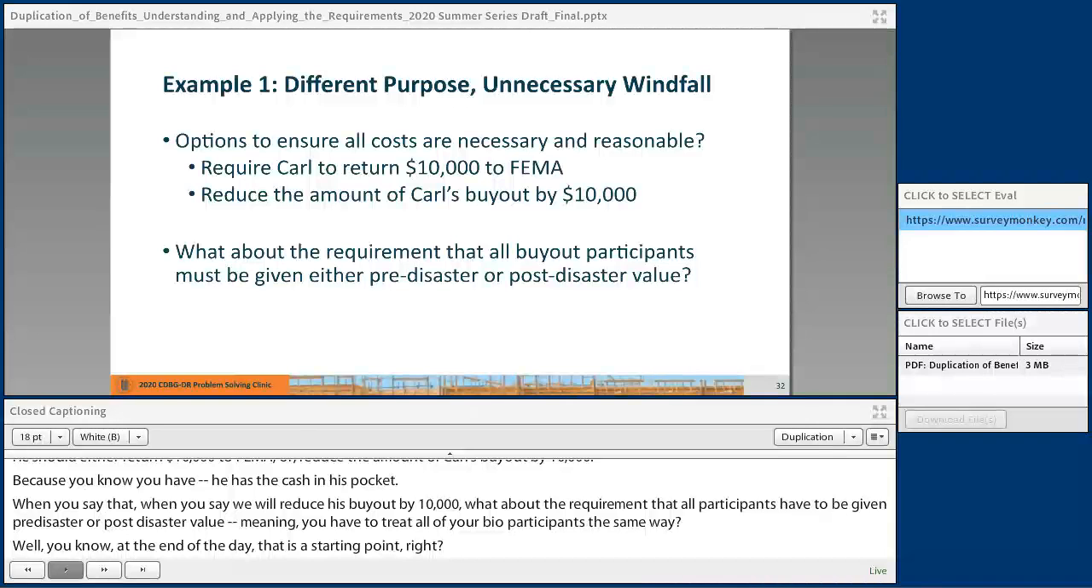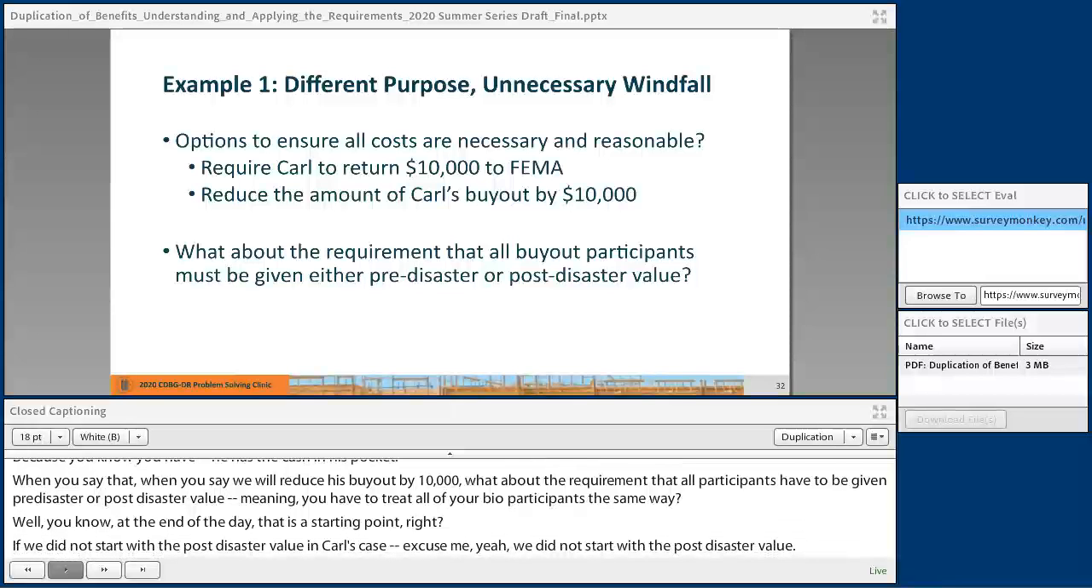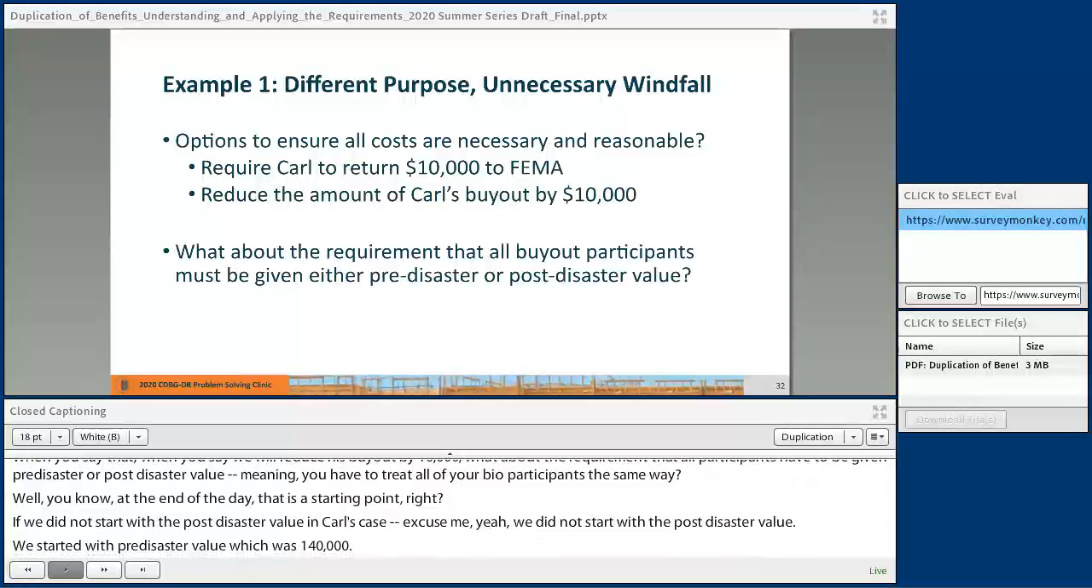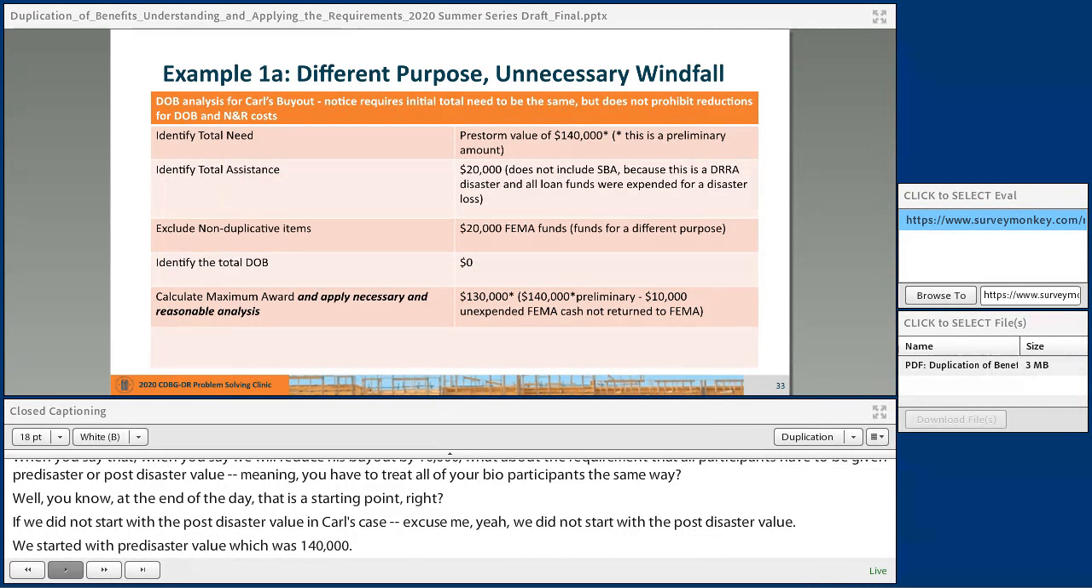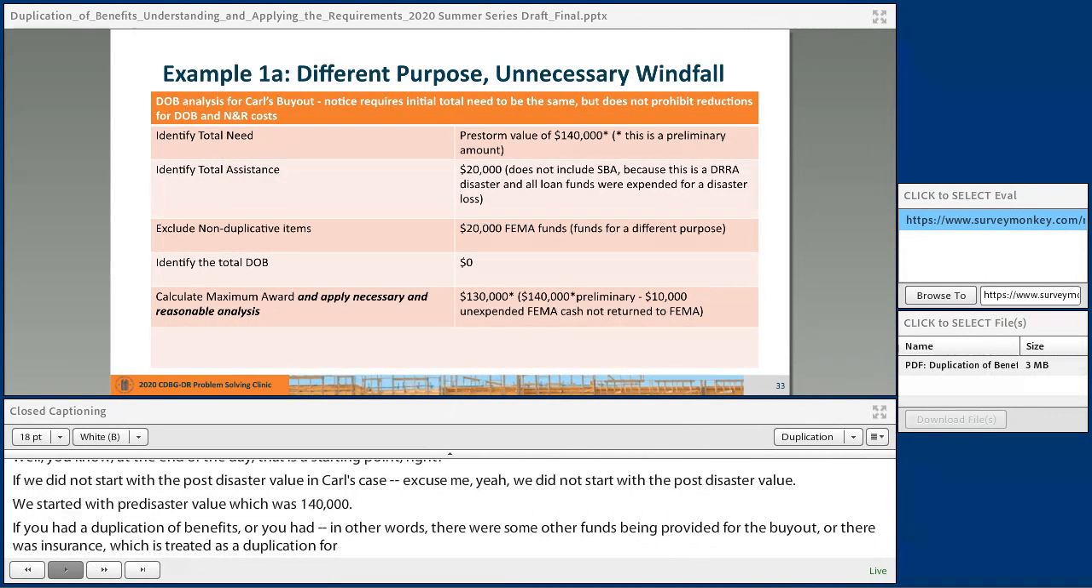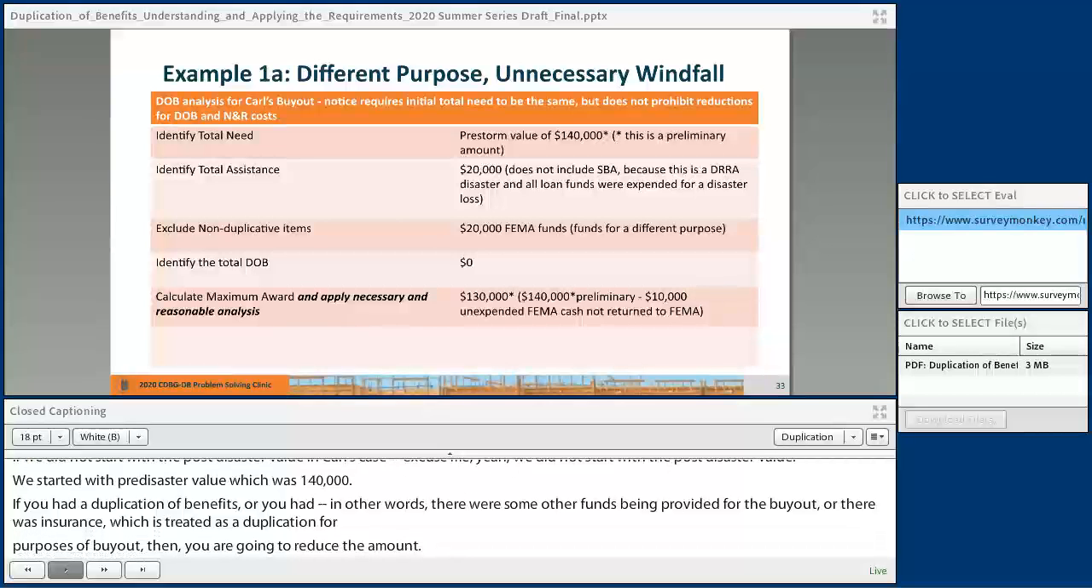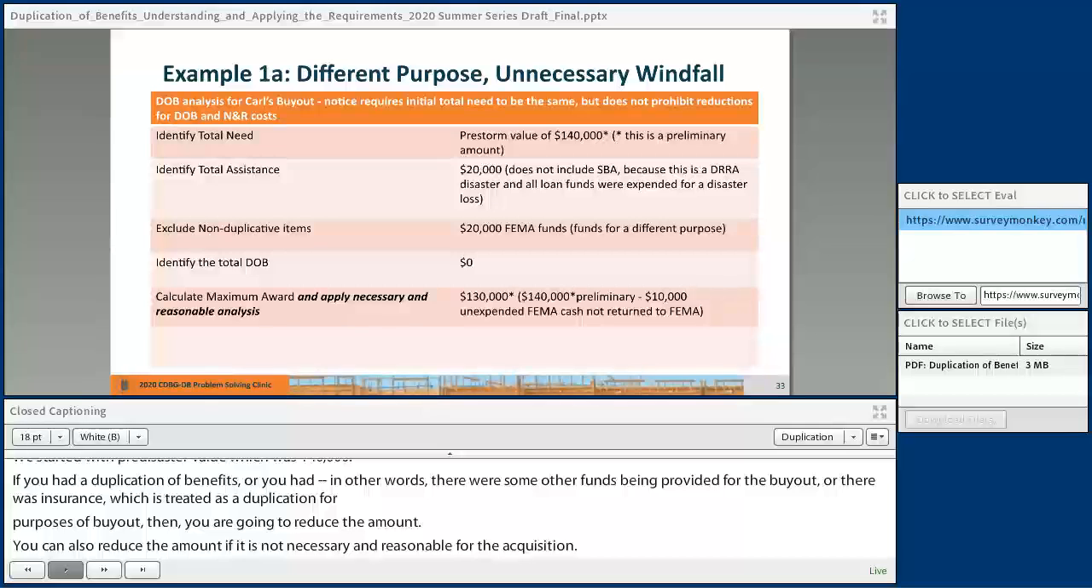If you had a duplication of benefits, in other words, there were some other funds being provided for the buyout, or there was insurance, which is treated as a duplication for purposes of buyouts, then you're going to reduce that amount. You can also reduce the amount if it's not necessary and reasonable for the acquisition. So in this case, we know that the initial total need is the same, and the analysis isn't going to change. You still have $20,000 in total assistance, $20,000 in FEMA funds.